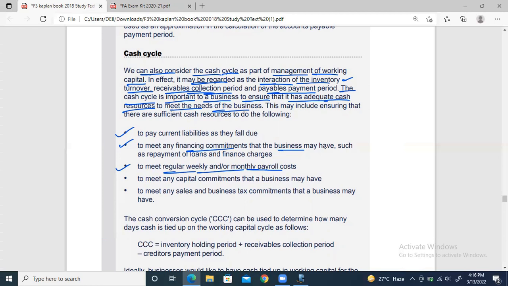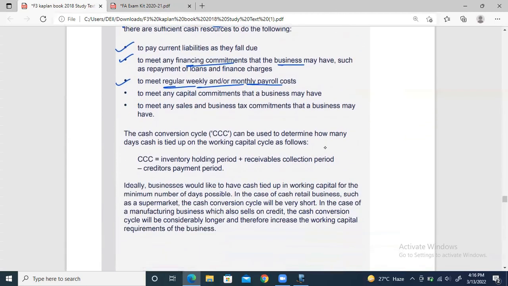Okay, one second. I've written everything down so you can go down. Sure, let's scroll down if you want. So the next formula over here is the cash conversion cycle. You have probably studied this in management accounting as well. It's also called triple C, CCC. The formula is inventory holding period plus receivables collection period minus the creditors payment period. If you want to write this down, you can. After that, we'll discuss the explanation.